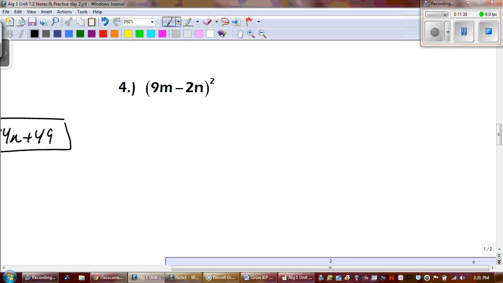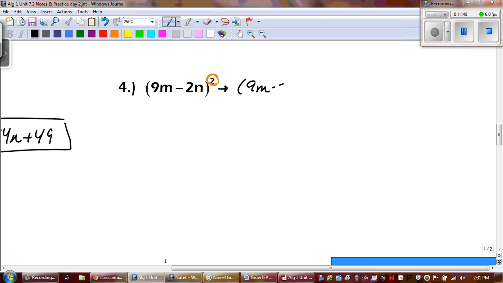All right, number 4. Don't be scared with number 4 because it's got a bunch more variables. Okay? My exponent is 2. So we've got 9m minus 2n times 9m minus 2n. Okay, well, what's 9 times 9? 9 times 9 is 81, and then m times m is m squared.